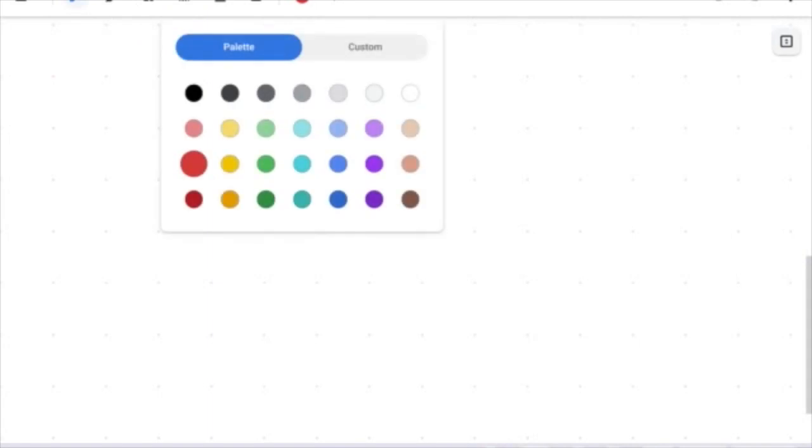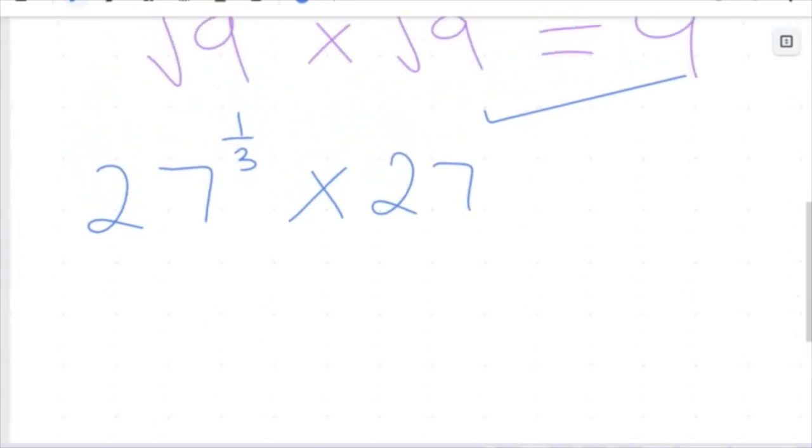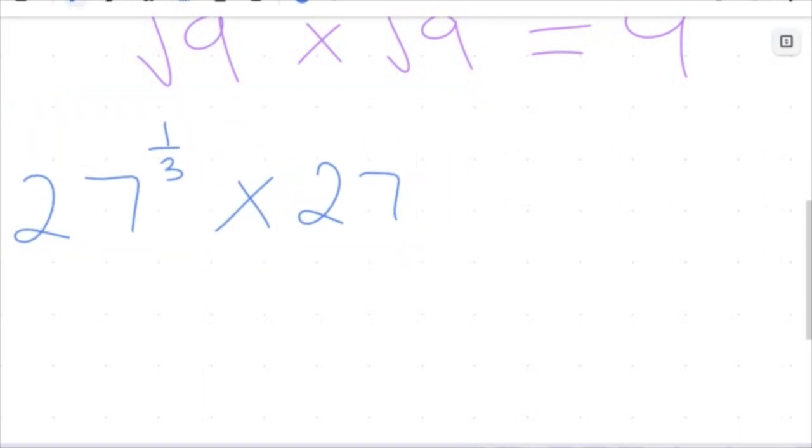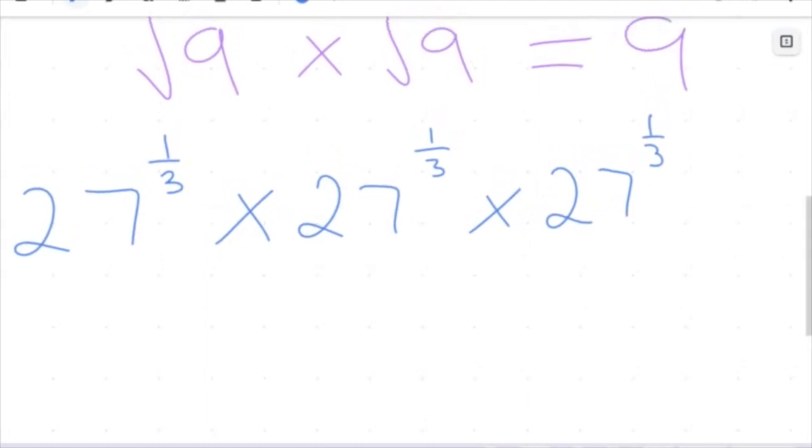Let's have a look at the number 27. And let's say I took 27 to the power of a third, and I multiplied this a couple of times. So I've got 27 to the power of a third. We looked at half in the previous example. Now let's look at a third. And let's see what this gives us. So, let's say I have these three indices all multiplying by each other.